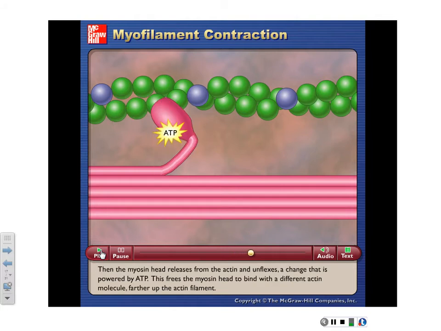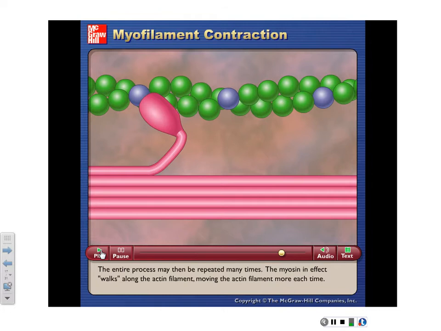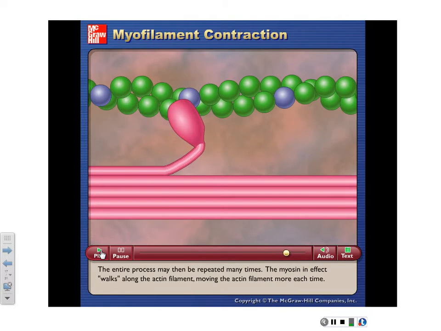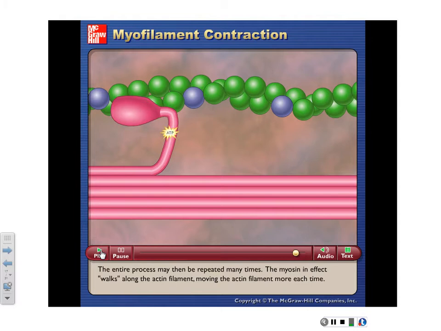Then the myosin head releases from the actin and unflexes, a change that is powered by ATP. This frees the myosin head to bind with a different actin molecule farther up the actin filament. The entire process may then be repeated many times. The myosin, in effect, walks along the actin filament, moving the actin filament more each time. Okay, and it contracts like that.